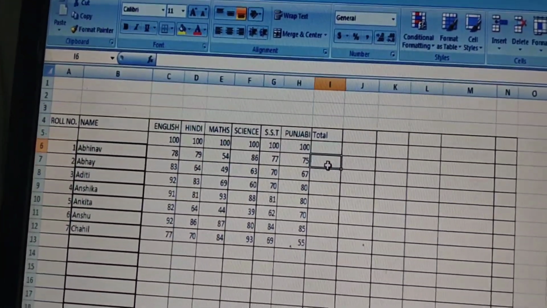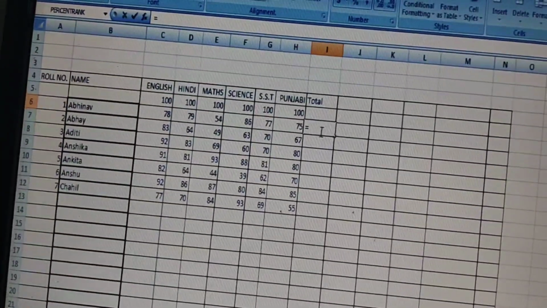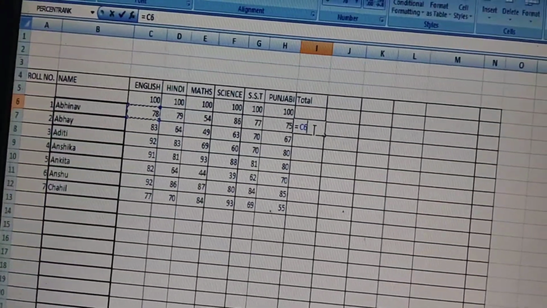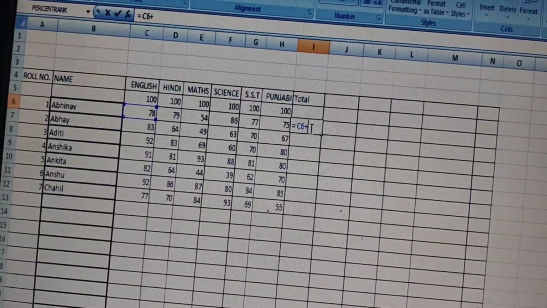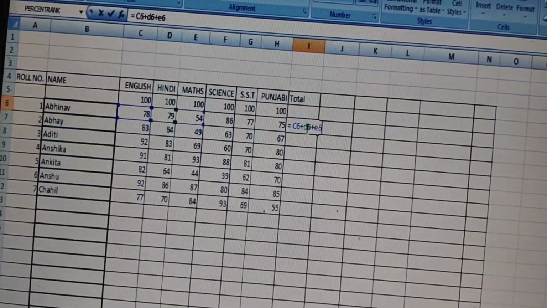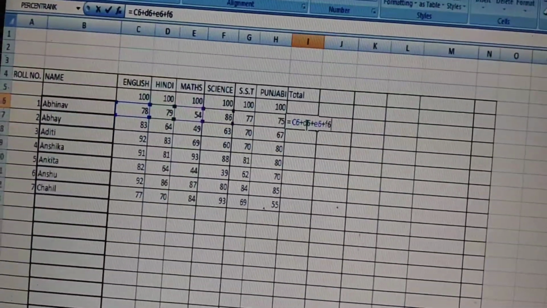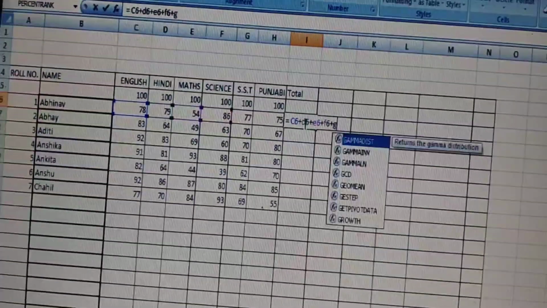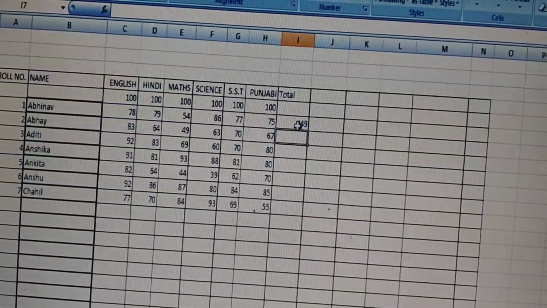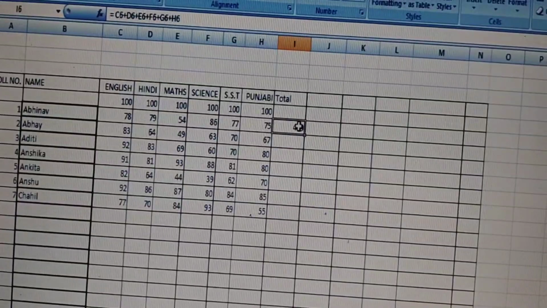First, let's learn how to enter the formula. Equal to, address of the cell. So the address of this cell is C6. C6 plus D6, E6 plus F6 plus G6 plus H6, right? Now, when I press the enter key, the sum of this number series is here.